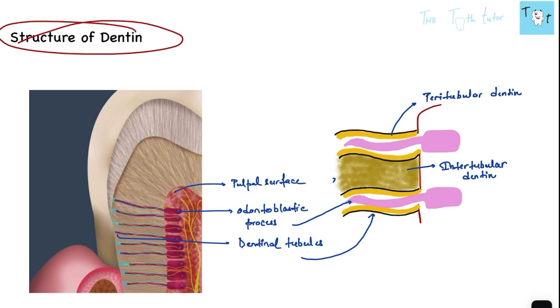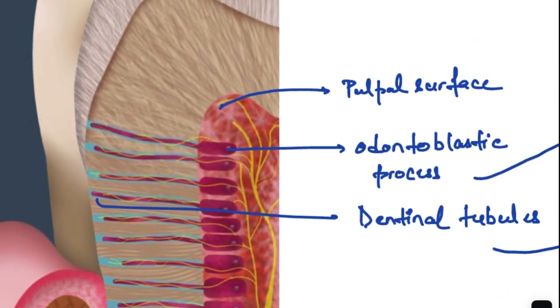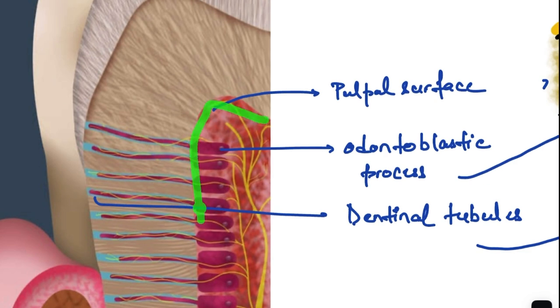Now, if I zoom in, you can see the pulp over here. Talking about your dentin, what it actually contains: you have these odontoblasts, which are the dentin forming cells, and they lie in the pulp. The cell bodies lie inside the pulp, and these processes, these extensions, are in the dentin.